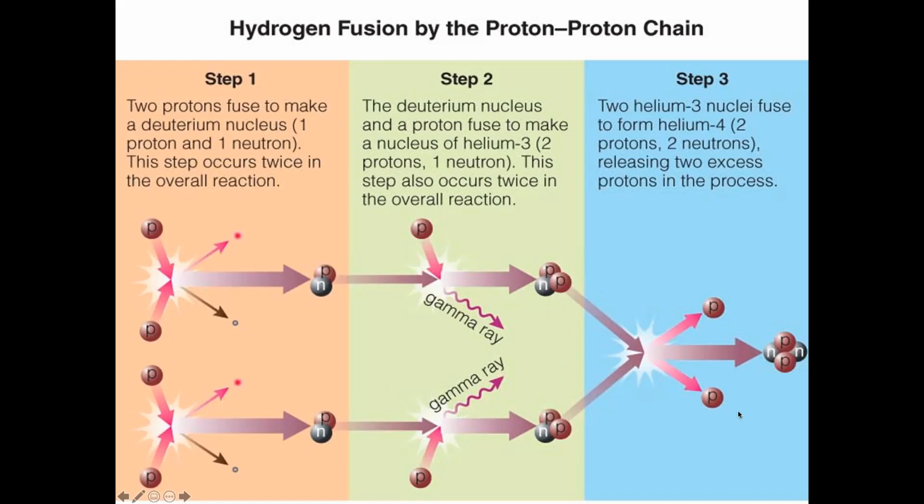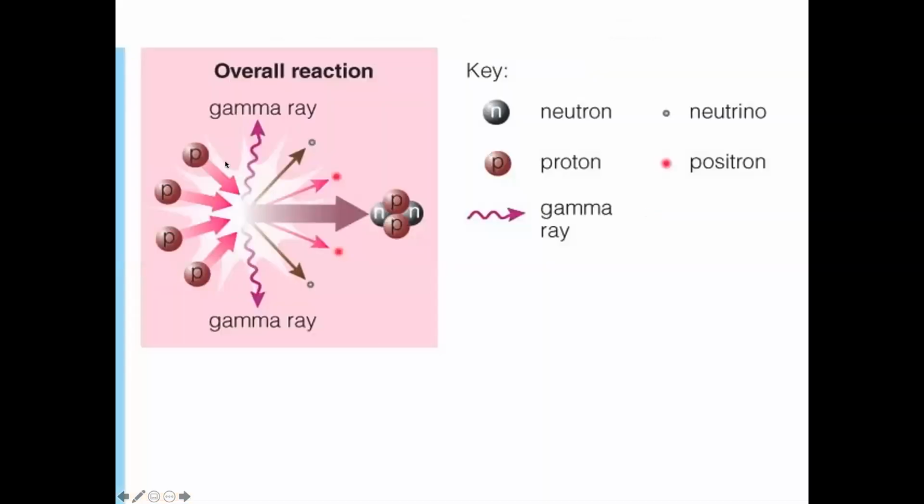2 of the protons get ejected, and what's left over is a helium-4 nucleus, a stable helium nucleus. We see it has 2 protons and 2 neutrons. So in this process, let's just look at the overall reaction. We have 4 protons going in, gamma radiation comes out, neutrinos come out, positrons come out, and a helium-4 nucleus comes out.